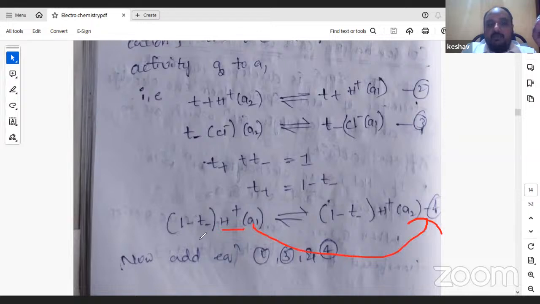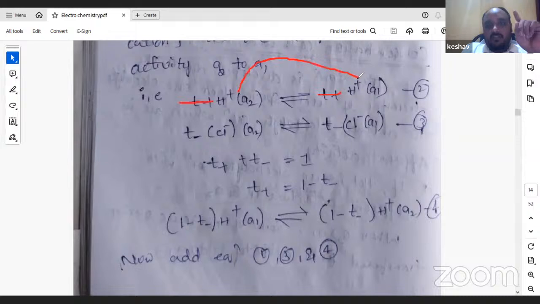1 minus T minus number of H plus ions are transferred from H plus of activity A1 to activity A2. Right. So overall here, how many equations will be there? Equation 1. What is the equation 1? Except this T plus, that is the equation 1. We wrote that: H plus of A2 to H plus of A1. That is the equation 1.